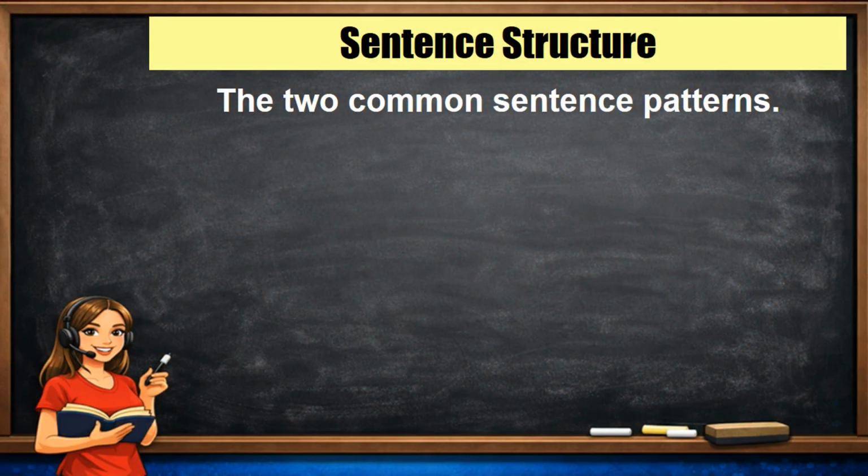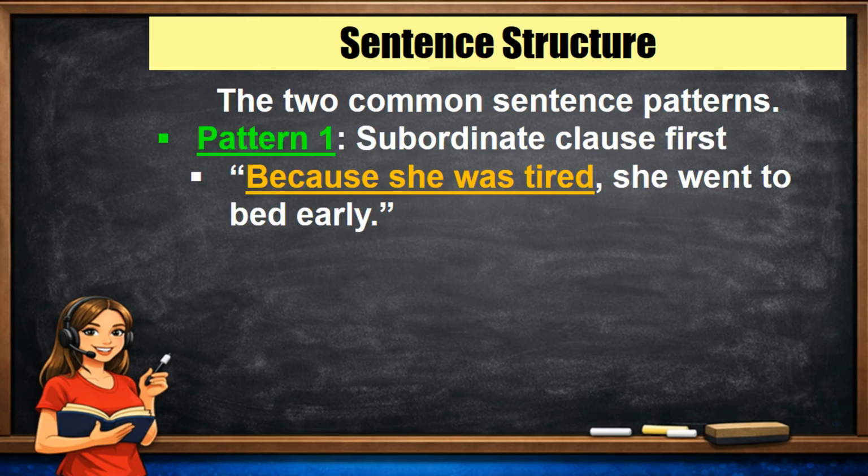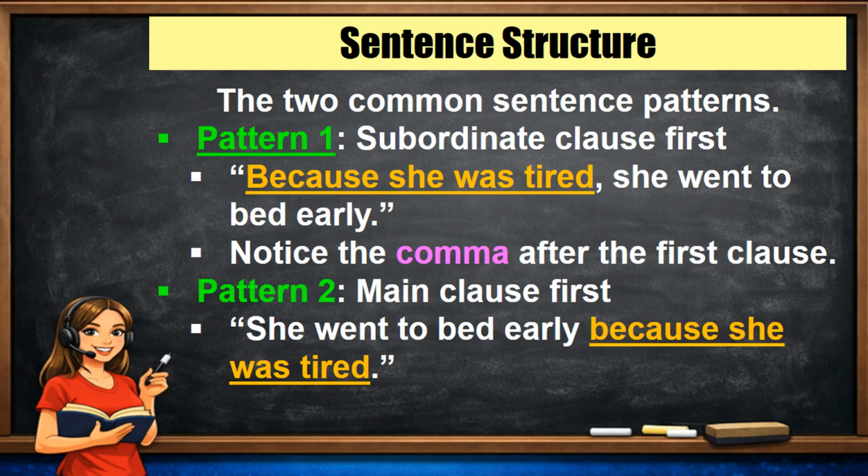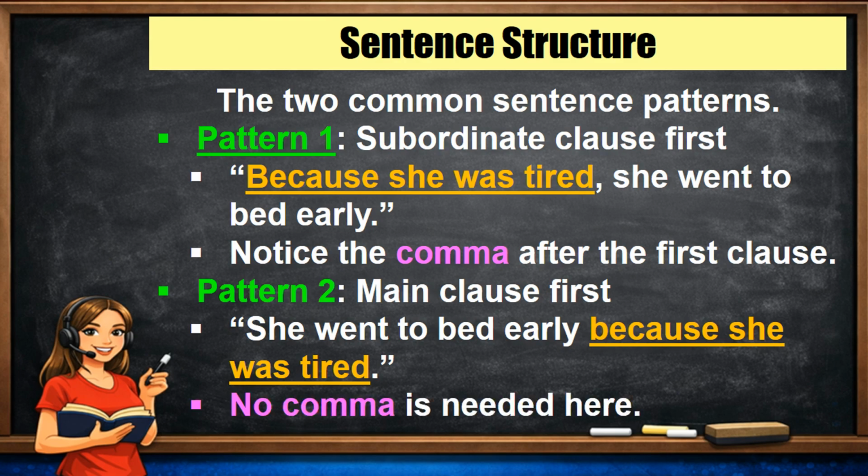Sentence structure. Now let's talk about the two common sentence patterns. Pattern 1. Subordinate clause first. Because she was tired, she went to bed early. Notice the comma after the first clause. Pattern 2. Main clause first. She went to bed early because she was tired. No comma is needed here. This is a small rule, but it helps your writing look more natural and correct.